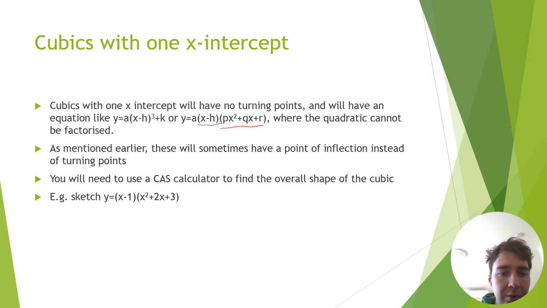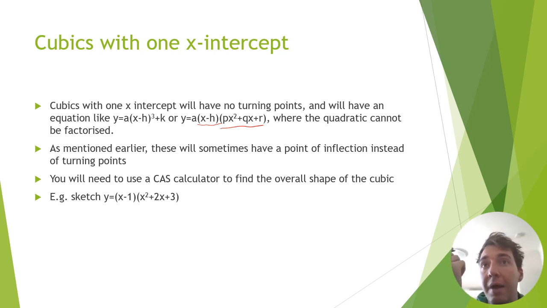So let's do one real quick. I'm going to sketch (x minus 1) times (x squared plus 2x plus 3). If we look at this, the first one, the x minus 1, is clearly a linear term. The second one, x squared plus 2x plus 3. Well, can I factorize that? Are there any factors of positive 3 that add to give me positive 2? Well, no, there's not. I can't do that.